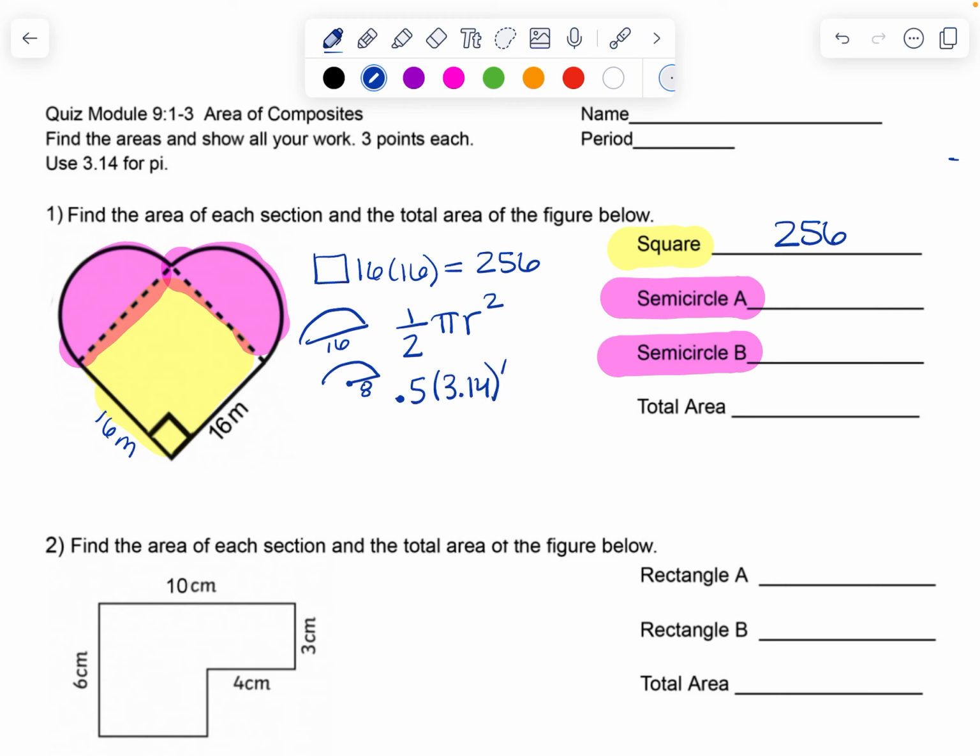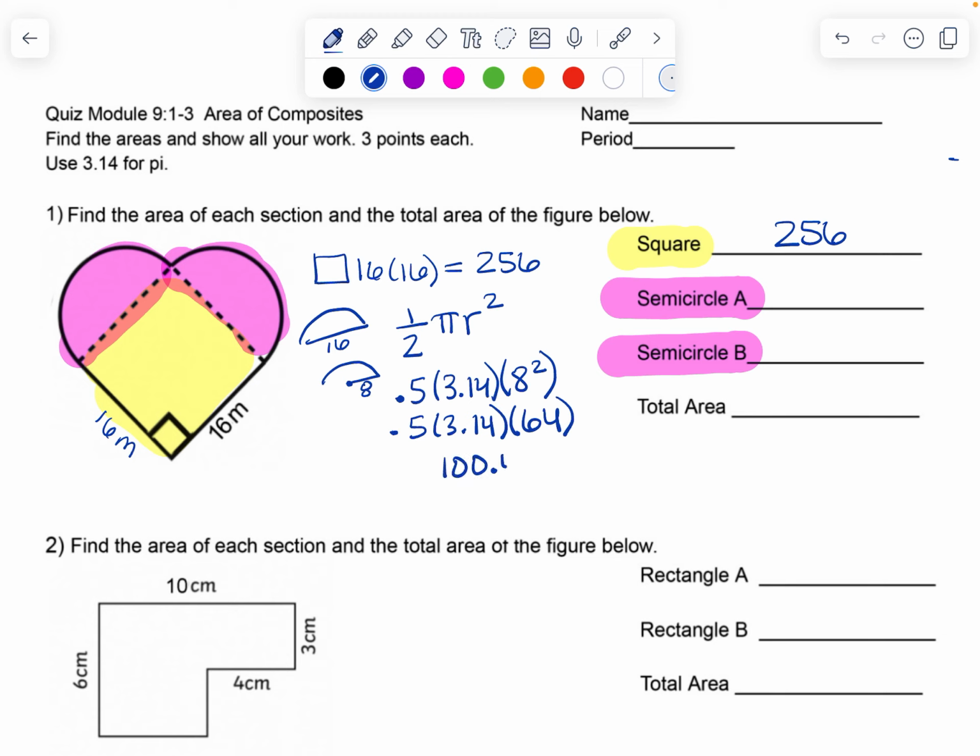In my calculator, I want to do the squared part for the right order of operations, so I'll just do 8 times 8. So 0.5 times 3.14 times 64 gives me 100.48. So there are two semicircles which have the same area.